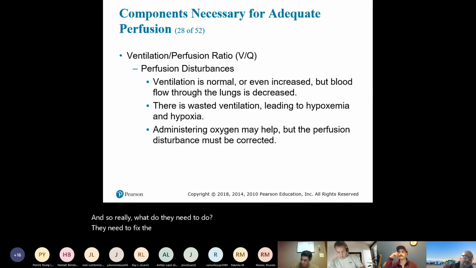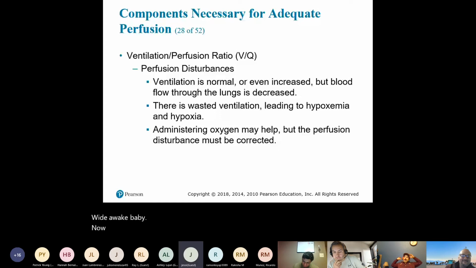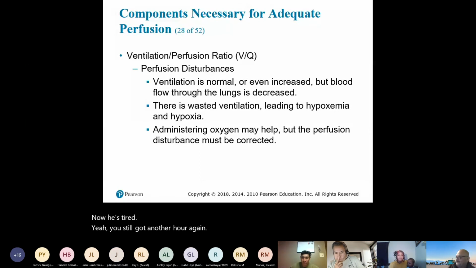Oh, he looks tired now, Miss Jessie. It's not the same wide awake baby. He is? No, he's tired. That's right. It's time for bed. Yep. Hey, you still got an hour. Huh? Still got an hour.